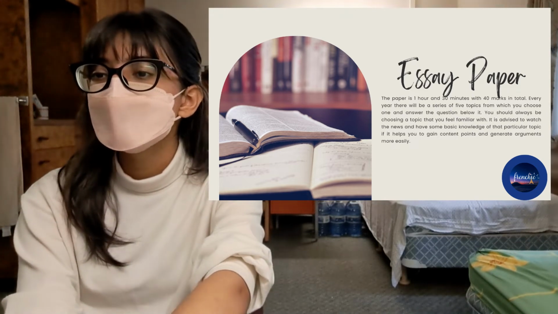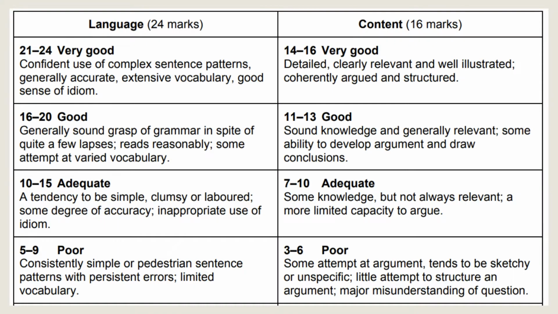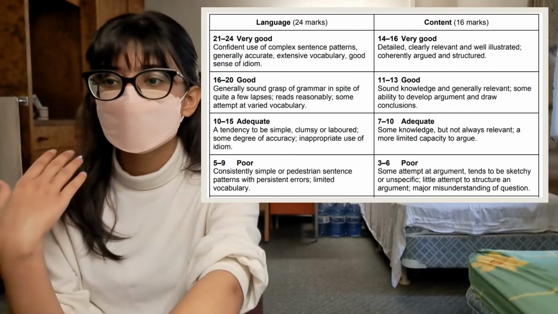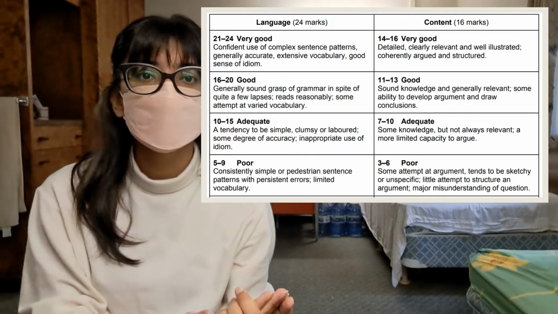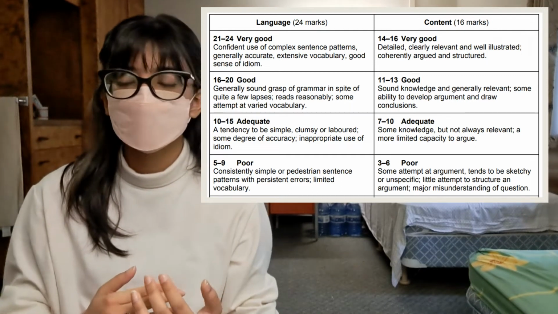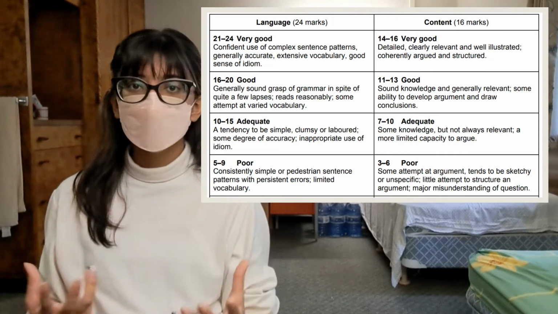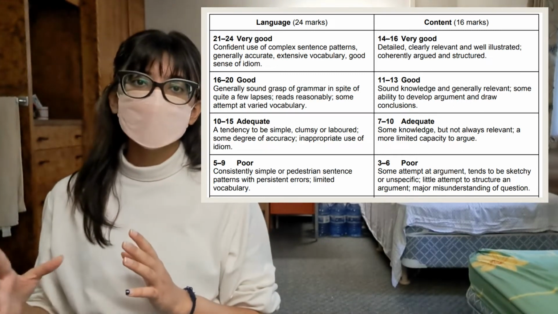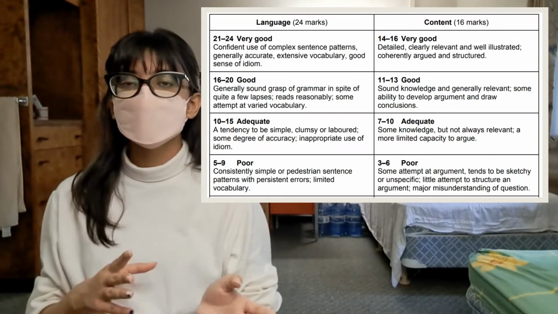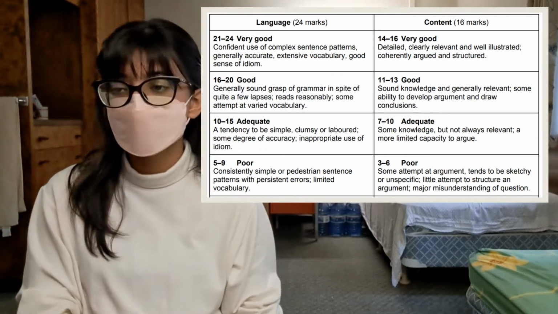Now, the specific way on how you're going to be marked can be seen on your screen at the moment. Now, there is a series of ways on how you are going to be tested, which I believe is very, very important to understand, because as long as you understand this, it's really going to help you to structure your answers. So in the essay paper, we have, as I said, 40 marks. So 24 marks is allocated towards your language and 16 marks is allocated towards your content.